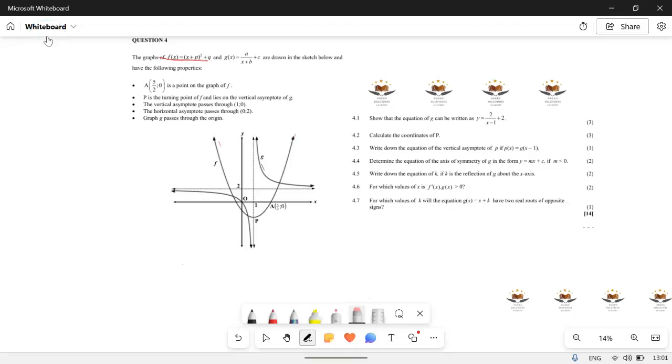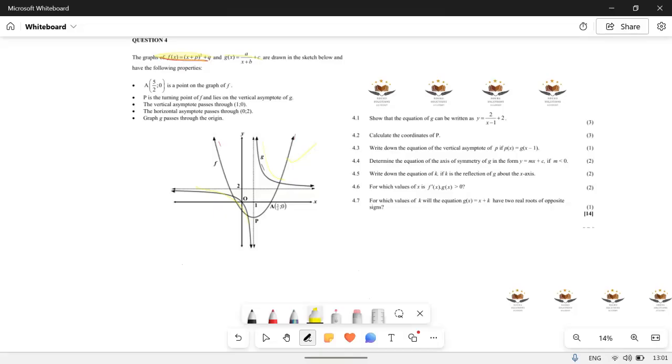Now we'll do functions. We look at the two functions that are given to us. We're in question 4. We are given two functions, and let's take a look at the function that we have. We have this, which is our parabola, and we have our hyperbola. So we're given two graphs, the f of x and g of x. This is our g of x, and this is our f of x. They are drawn below and have the following properties.